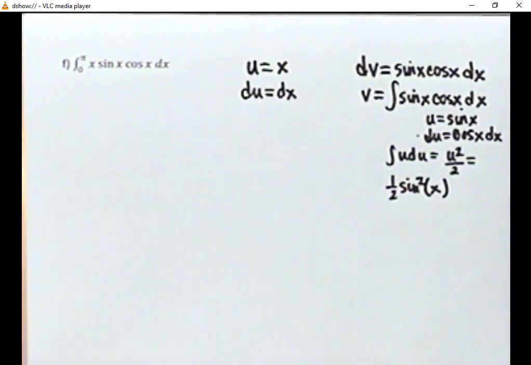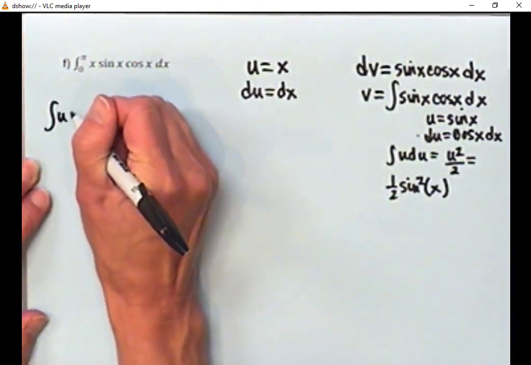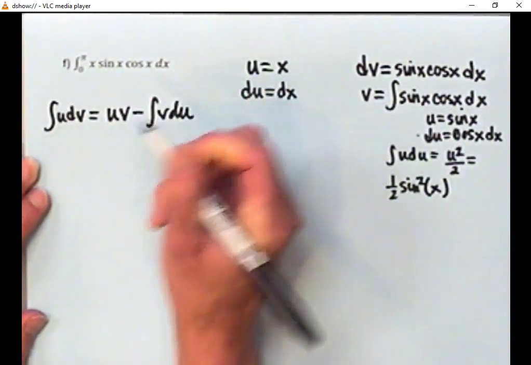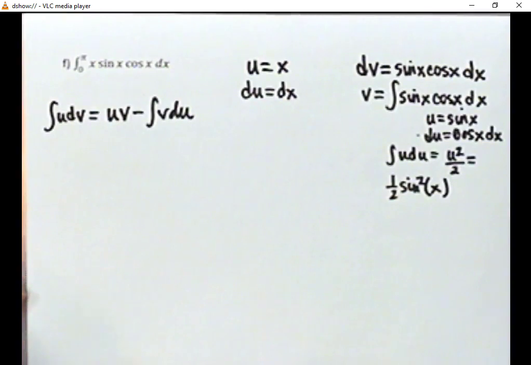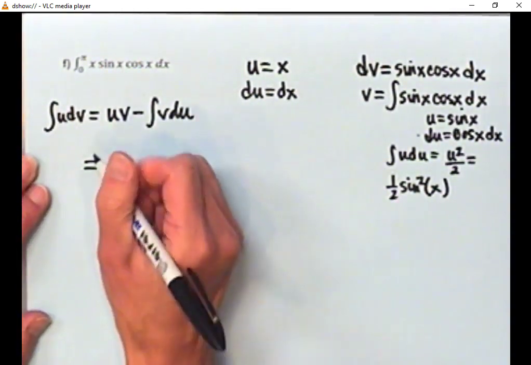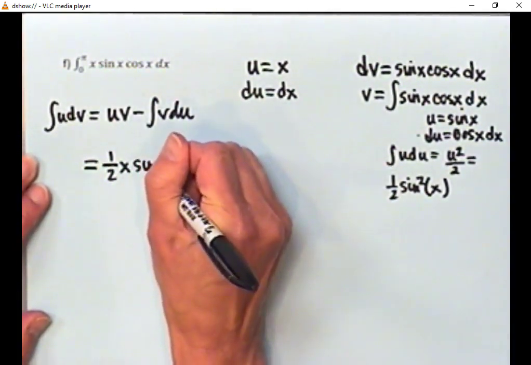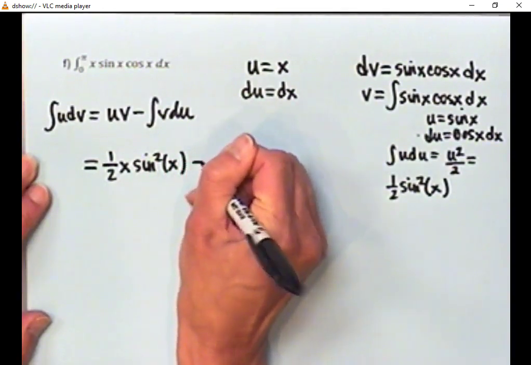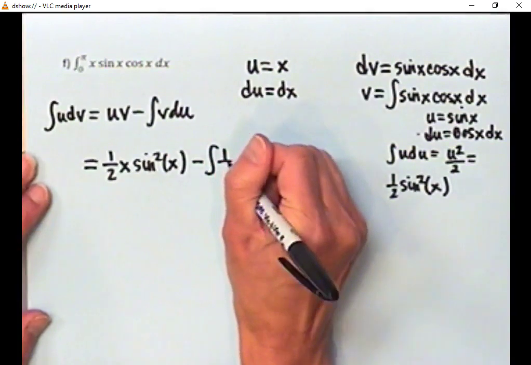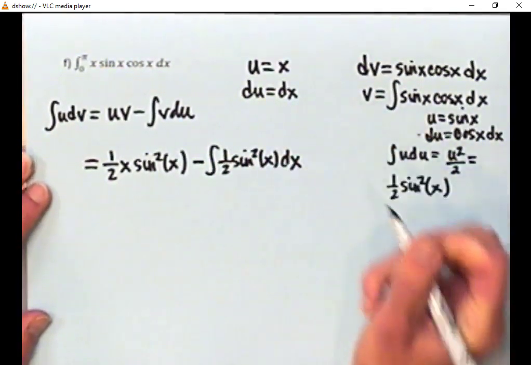Okay, so let's see if we can. Our formula is uv minus the integral of v du. Filling in the u and the v, that would be 1/2 x, right? 1/2 x and then the sine squared of x, minus the integral of, our v now is 1/2 sine squared of x, and du is just a dx.